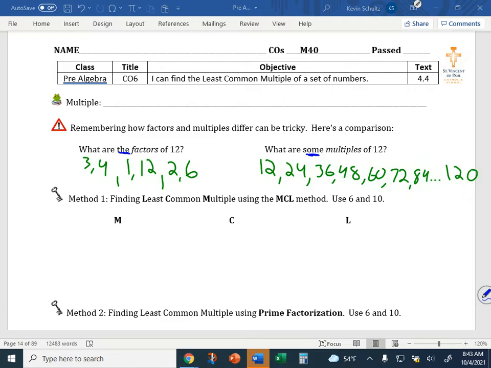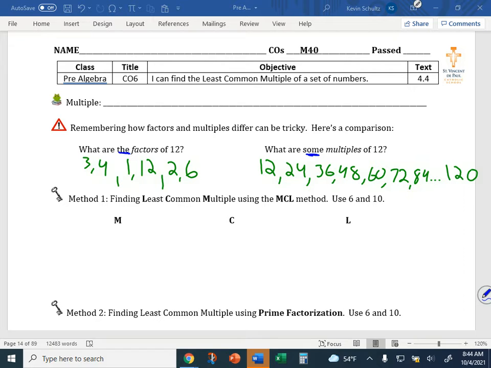Multiples go on forever. And so the difference is, as Lexi said, for factors, they're numbers that go into a number, whereas multiples are what a number can go into. 12 goes into 24, 36, 48, 60, etc., etc. These numbers go into 12.